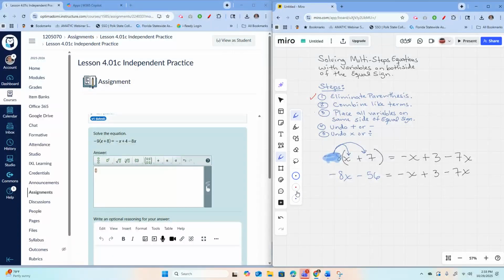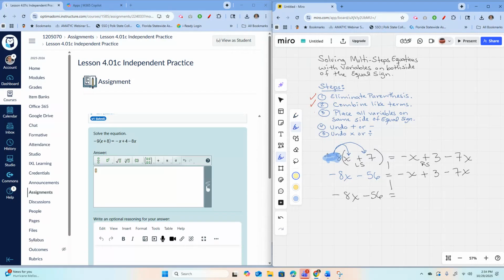Step number 2, we're going to combine like terms. Don't forget that the equal sign splits the problem into 2 sides, left side and right side. On the left side, I have negative 8x and the minus 56. I cannot do anything there. I can't combine them. Why? Because the 56 doesn't have a letter, it doesn't have a variable. So I'm just going to write it again: minus 8x minus 56. Drop the equal.